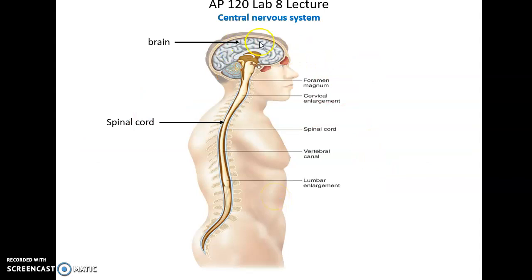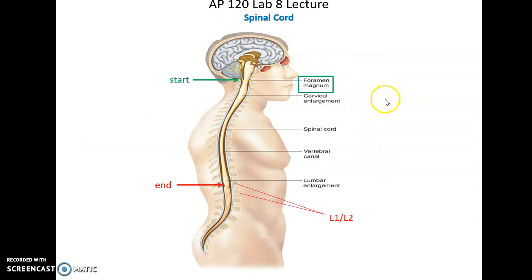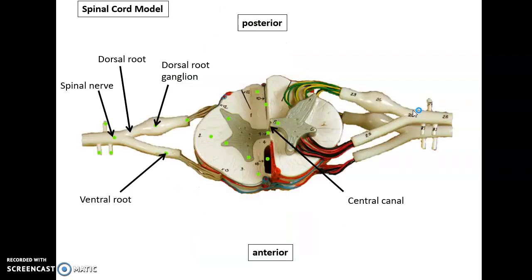All right, the central nervous system includes the brain and the spinal cord. The spinal cord begins at the foramen magnum. So as soon as the nervous tissue is past the foramen magnum, it is now spinal cord. And then it ends around L1, L2 of the vertebra. So the spinal cord does not go all the way to the end of the vertebral canal. It stops around vertebra L1 and L2.